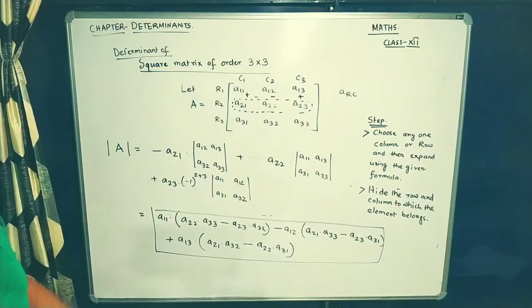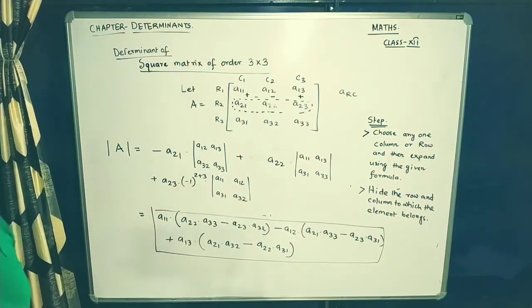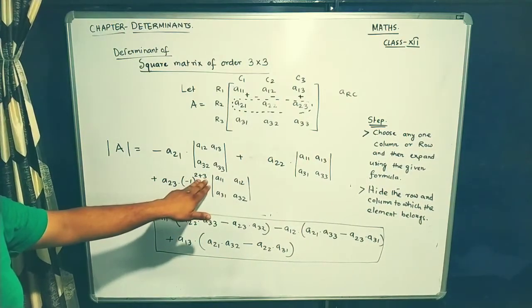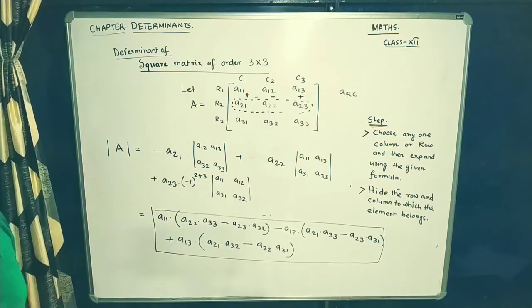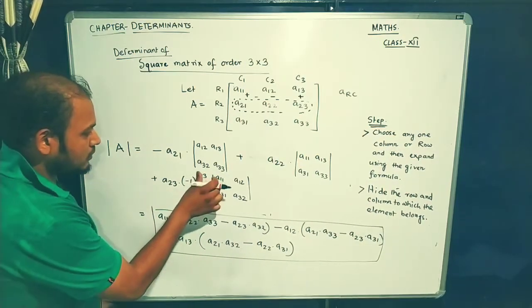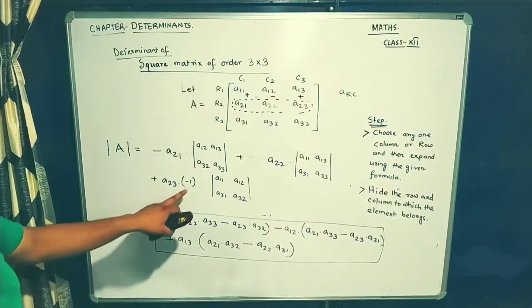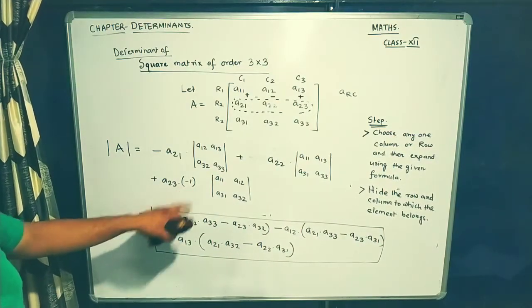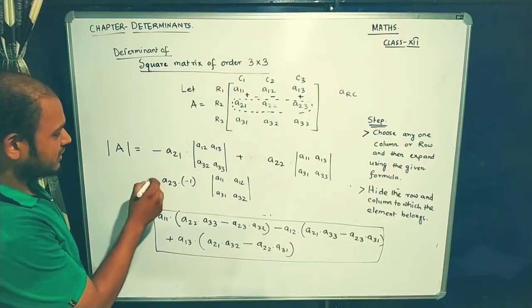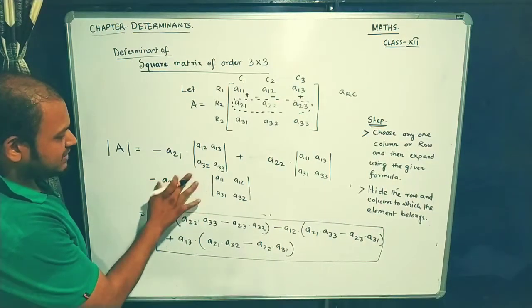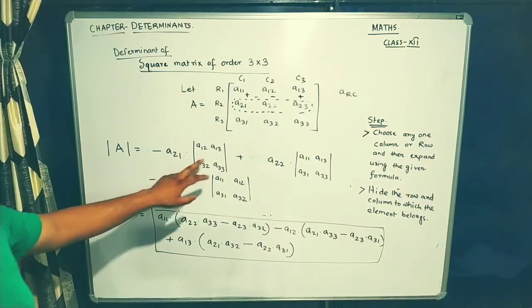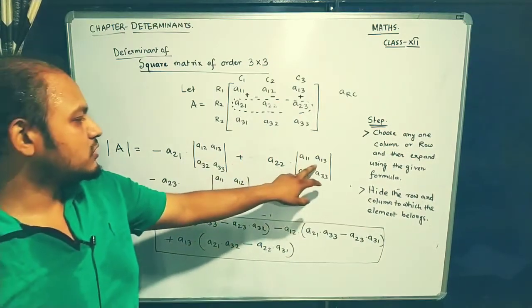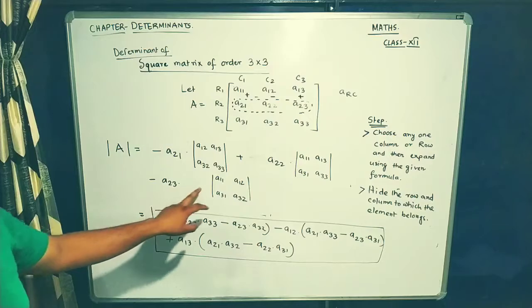Okay. Then minus 1 to the power 2 plus 3. What is 2 plus 3? 2 plus 3 is 5. Odd number. 5 is an odd number. So minus 1 to the power odd number is minus 1. Okay. So either you can keep it as minus 1 or you can just place it here also. So placing it here makes it the same thing. So this is minus A21 into determinant plus A22 into this determinant minus A23 into this determinant.